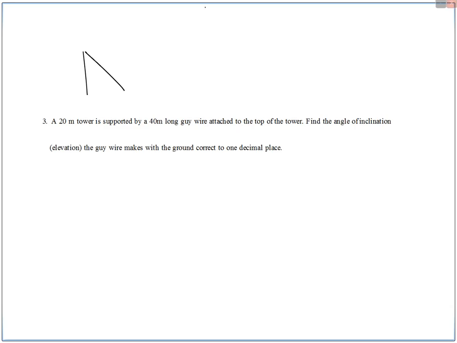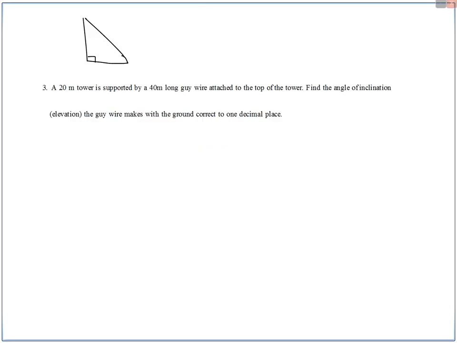A right triangle. So this is all basically you're looking for. Now let's try to make that happen with this word problem. And this is in the back of your mind. I got to make it look kind of like that. Okay? So a 20-meter tower. I think this one was on the quiz. 20-meter tower. 40-meter wire attached to the top of the tower.